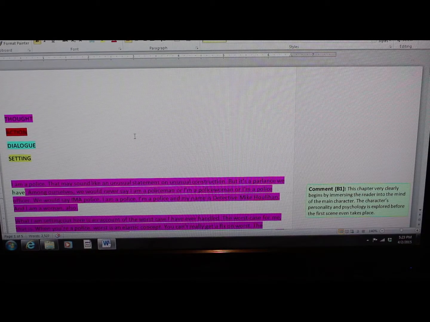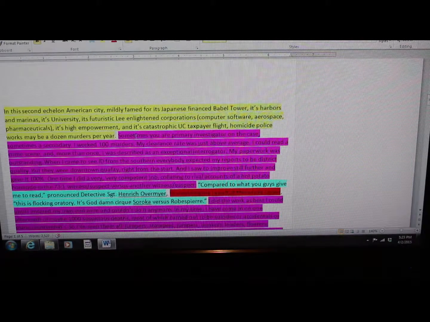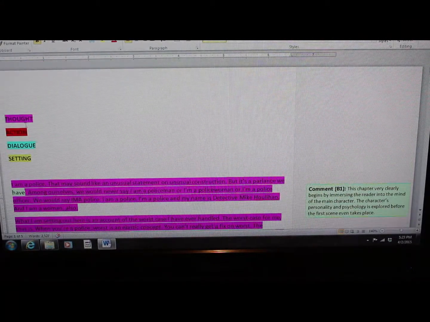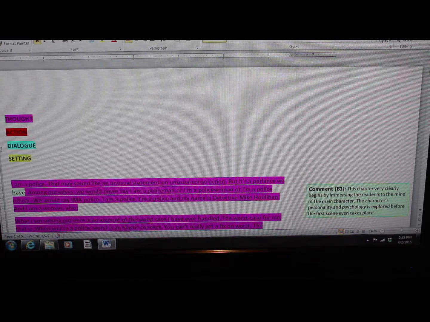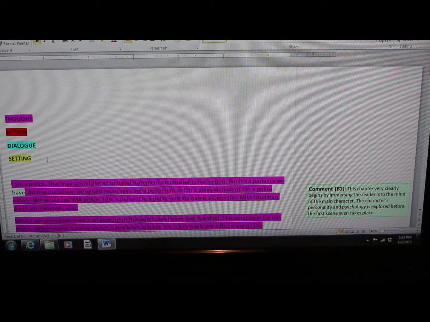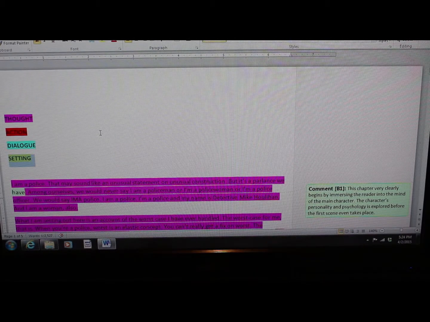Okay, so just like the other two samples that we looked at, I have scanned in the first 10 pages of Night Train. And I'm going to be using the exact same color coding scheme that I've used the last two times. Thought's going to be purple, action's going to be red, dialogue's going to be blue, and setting is going to be yellow. And yes, I have chosen to code all physical descriptions of characters as setting.